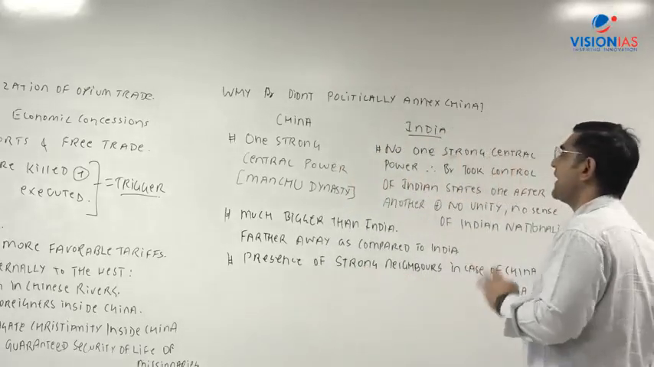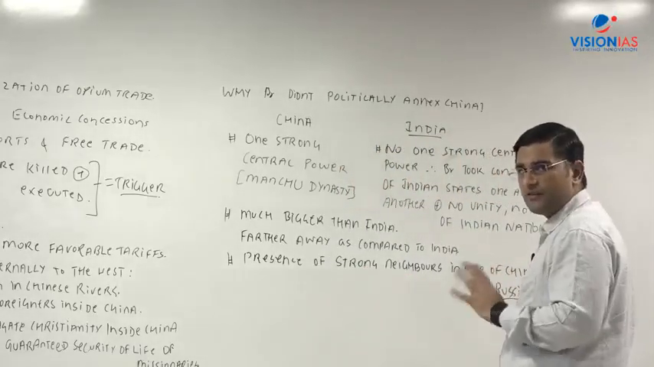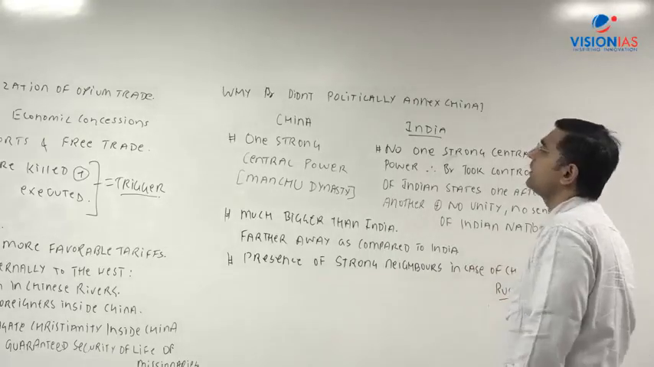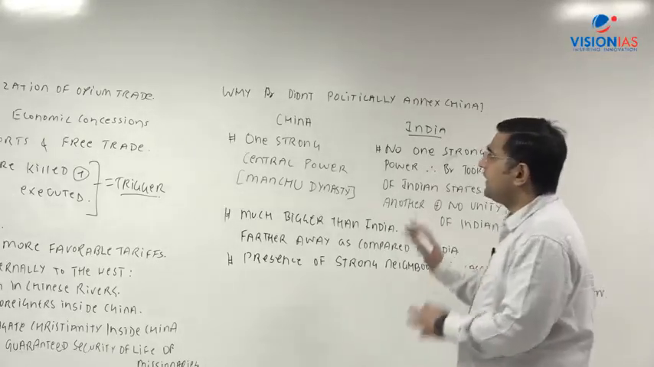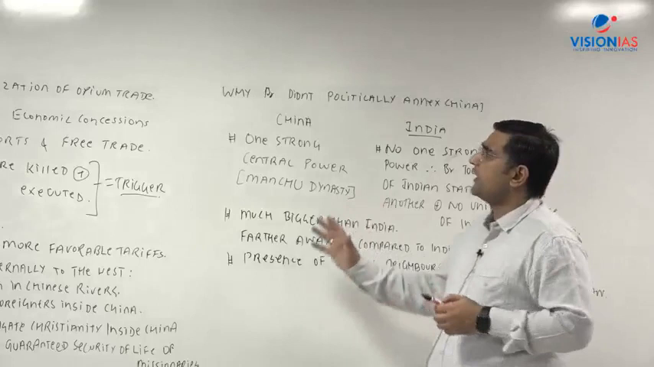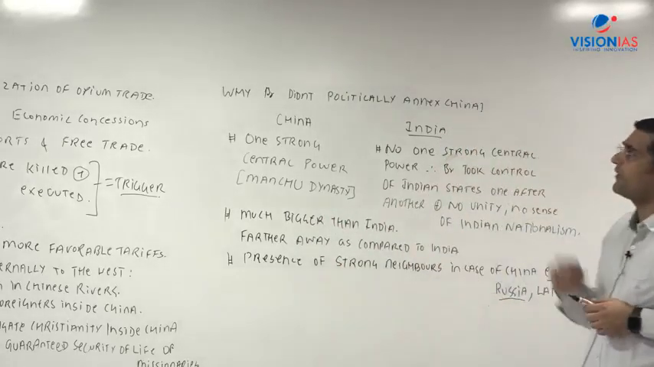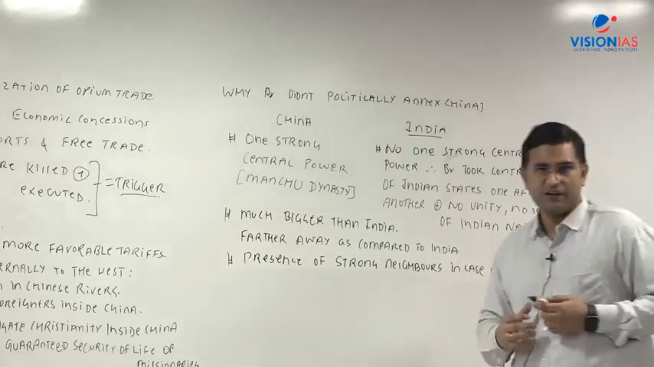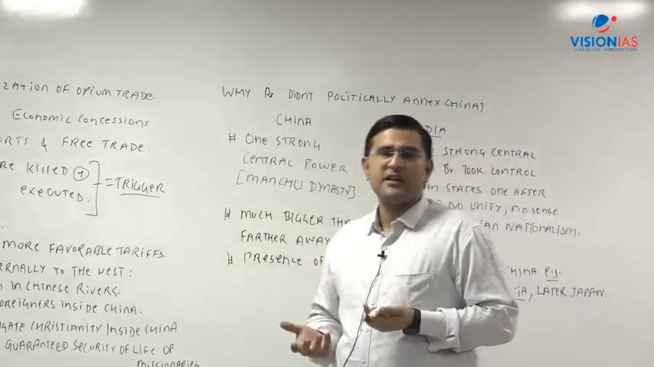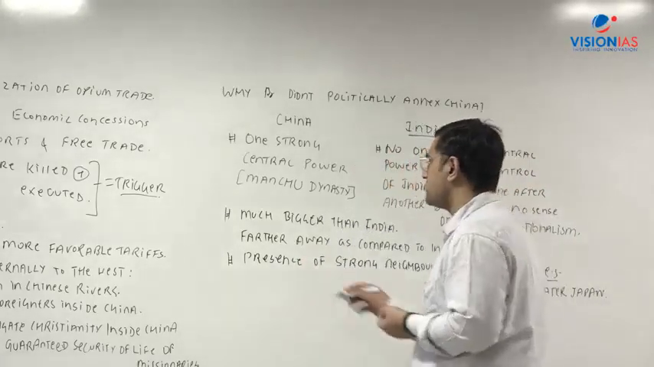So basically, between China and India, these are the reasons. It is because of this notion that in India there was a fragile polity, whereas in China there was one strong central power. So it is because of these reasons that the Britishers did not politically annex China, right? Multiple players had interest in it. You can write one more thing here.